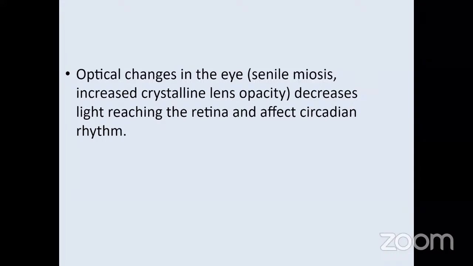Optical changes in the eye, like senile miosis and increased crystalline lens opacity, as we said earlier, decrease light reaching the retina and affect circadian rhythm.